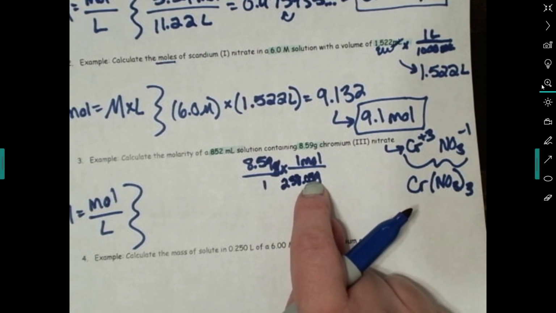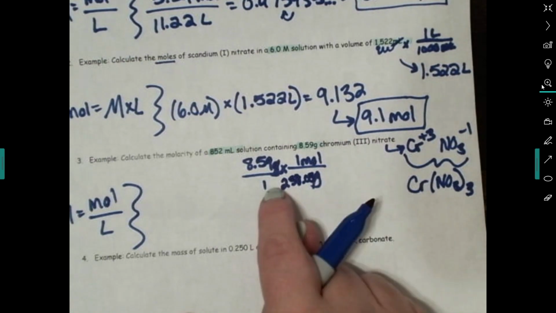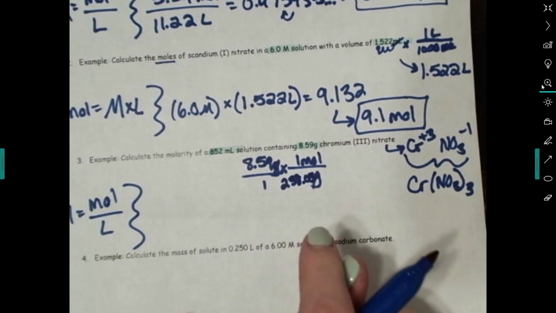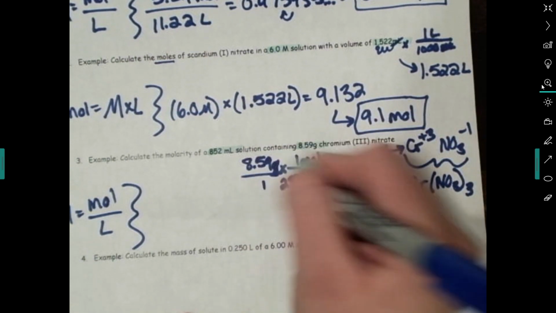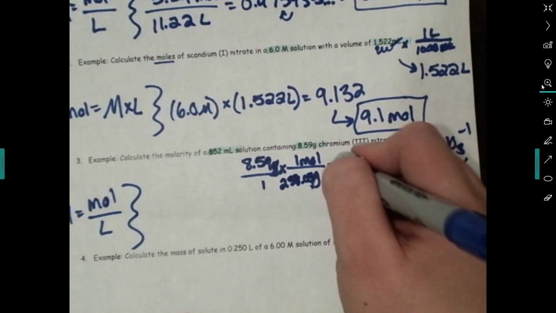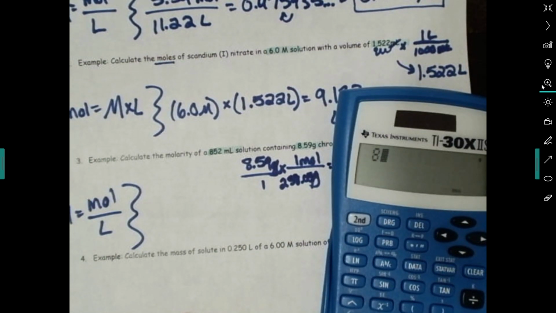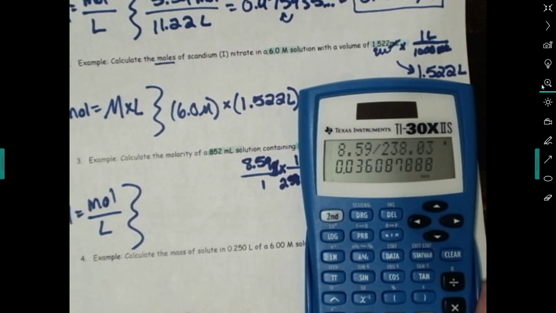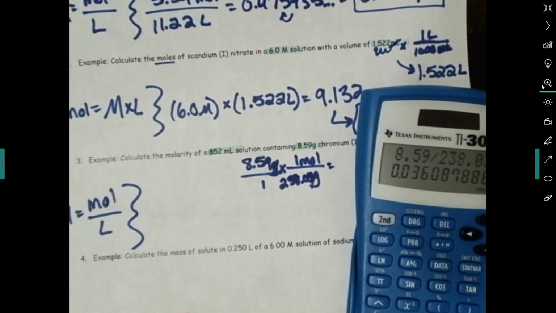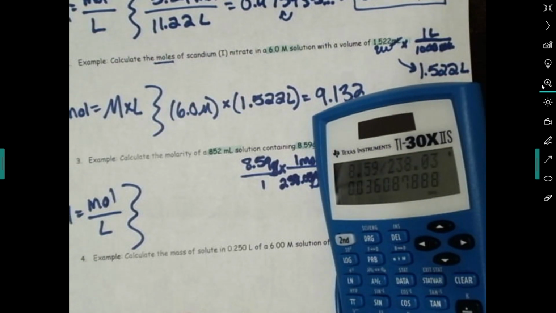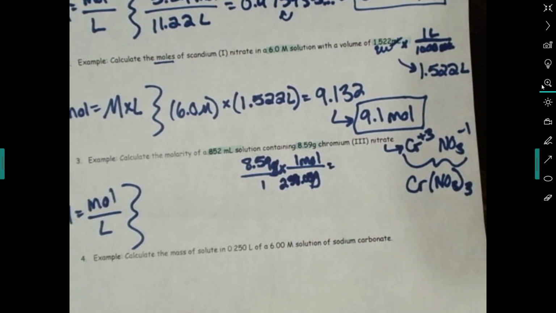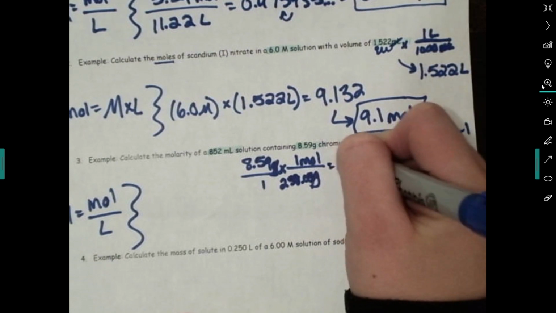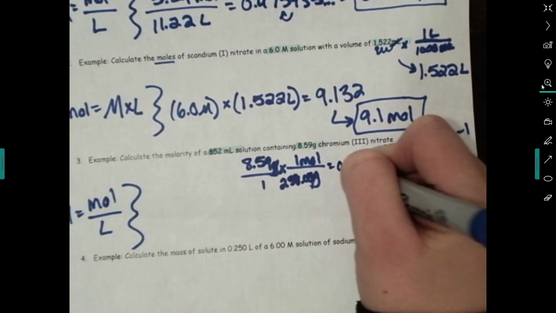238.03. I know that's impossible to read. 238.03. Okay, so I'm going to divide those two numbers. I get 8.59 divided by 238.03, and that's what I get. So I will just round that to 3 sig figs, and that would be 0.0361, and that would be my moles.